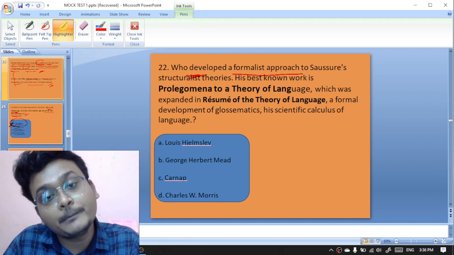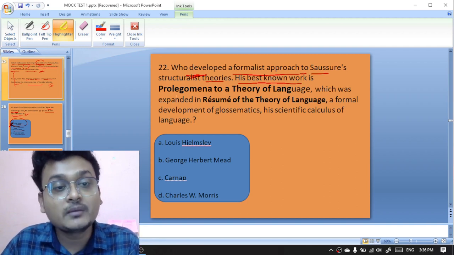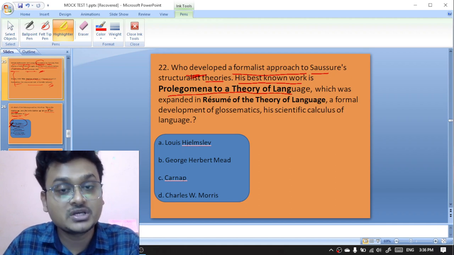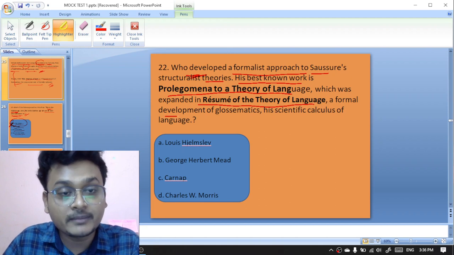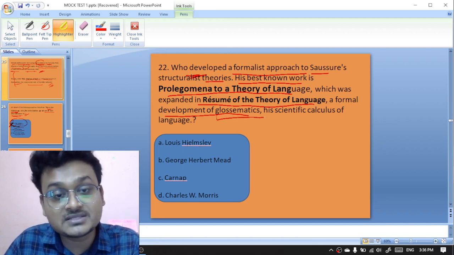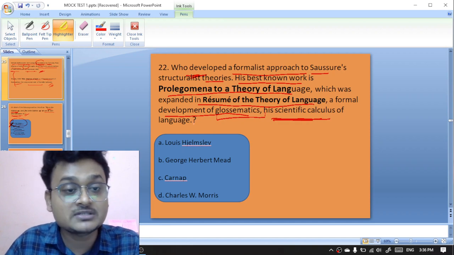Who developed a formalist approach to Saussure's structuralist theories, and his best known work is Prolegomena to a Theory of Language, which was expanded in Resume of the Theory of Language, a formal development, glossematics? So glossematics, okay. His scientific calculus of language.